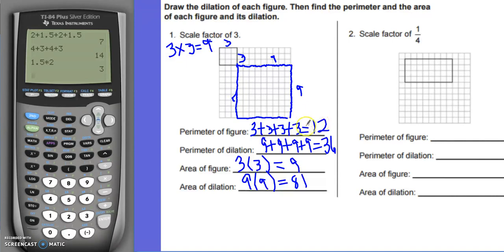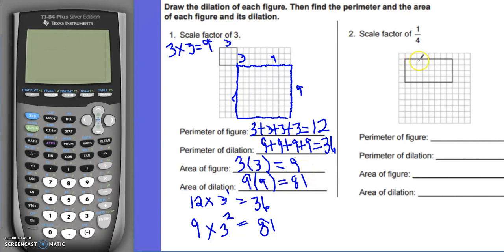So the original perimeter was 12. So if we did 12 times 3 to the first power, 3 to the first power is 3. 3 times 12 is 36. That's 36. Okay, if we do area, area of the original is 9. Scale factor of 3. 3 squared is 9. 9 times 9 is 81. And that checks out too. Okay, let's do the next one.